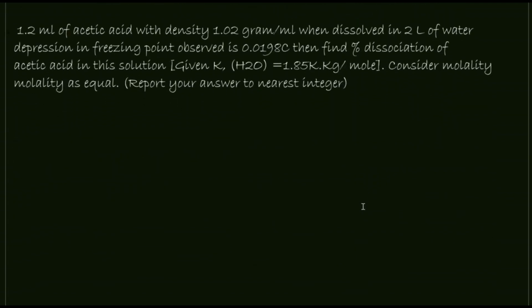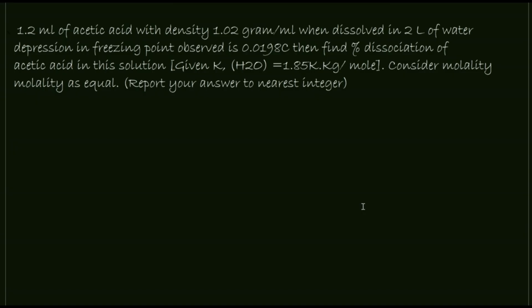Then 1.2 ml of acetic acid with density 1.02 grams per ml is dissolved in 2 liters of water. The depression in freezing point is observed as given, and find the dissociation of acetic acid in the solution. Given the water values, consider the molality as equal. So how to solve this type of question? This also involves calculation, isn't it?